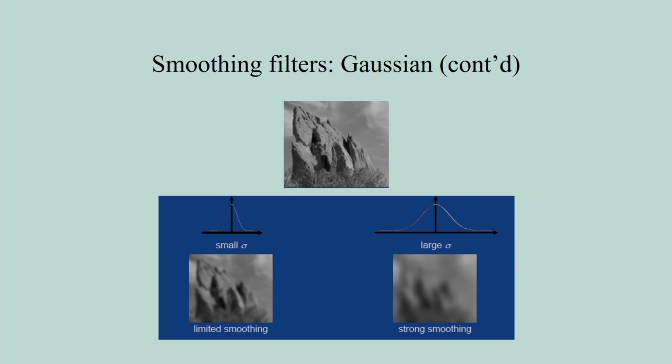And corresponding to the Gaussian mask, you can see I have the input image. If I consider small sigma, then in this case it is limited smoothing, and if I consider large sigma, you can see more blurring, the strong smoothing. So the blurring depends on sigma. This is called the Gaussian blurring.